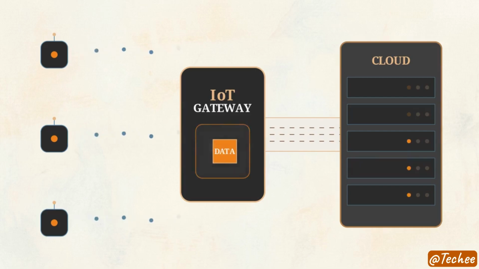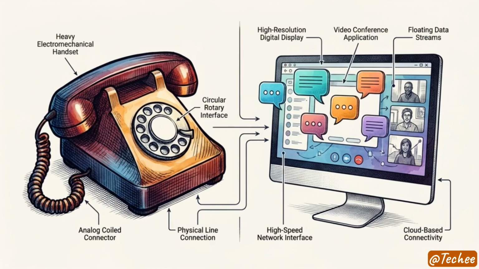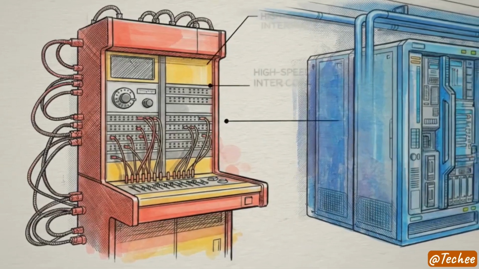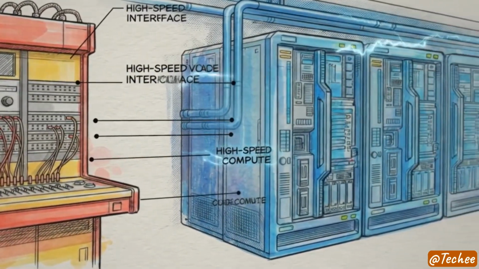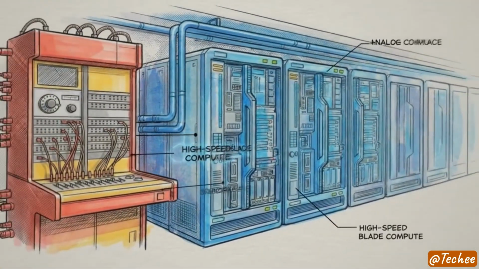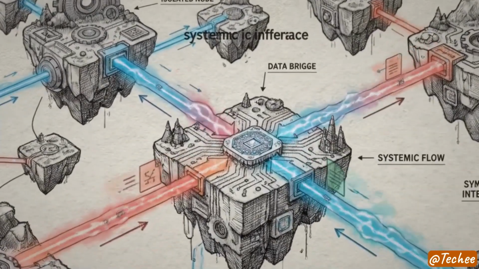We see this same bridge being built in office phone systems. A VoIP gateway allows old analog landline phones to talk to modern internet calling services. It listens to the electrical signals from the old hardware and translates them into digital packets for the web. By acting as a universal interpreter, gateways allow businesses to adopt new cloud or smart technologies without having to throw away their existing equipment.